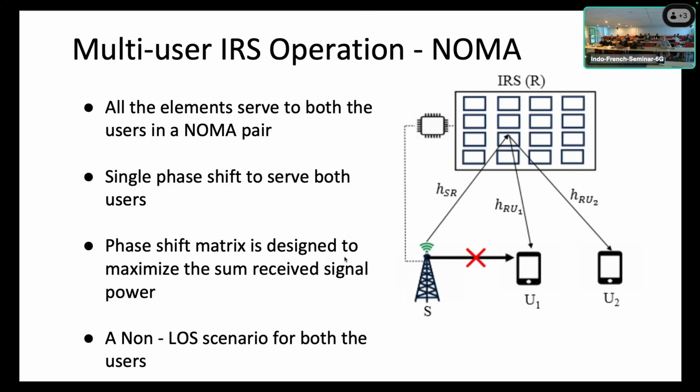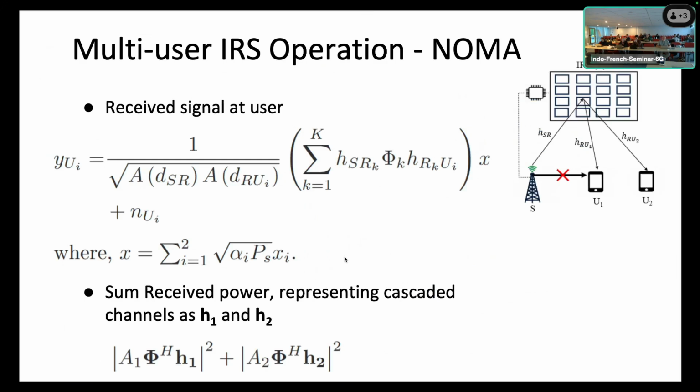The limitation of an IRS element is that we can specify only a single phase shift. We cannot say that for user 1 you have phase shift phi1, and for user 2 you have phase shift phi2, at the same time. That is not possible. So how do we design? Let us say we design to maximize the sum received power. There are K IRS elements, we have cascaded channels, and the phase shift of the kth element.